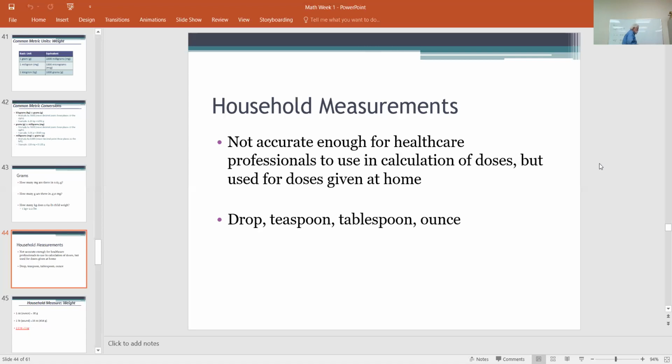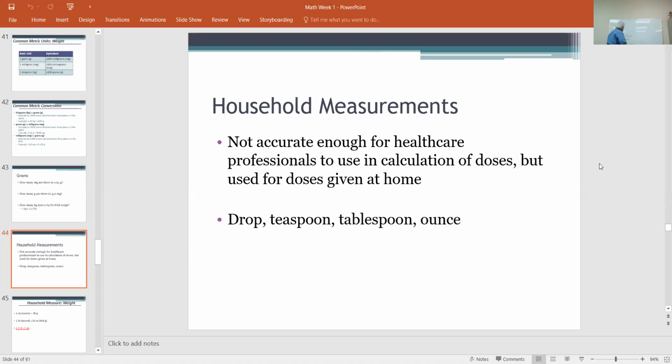And we're going to add in the household system. Why do we use that? Well, quite frankly, in this country, we need to use it because most of our people don't know the difference between a milliliter and a liter. They don't understand, they can't relate that volume. Most people in this country are used to using household measurements.